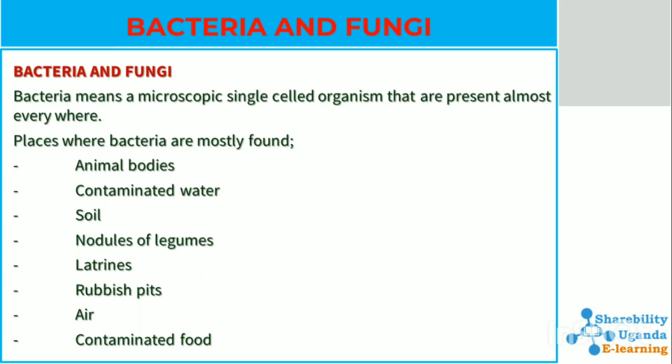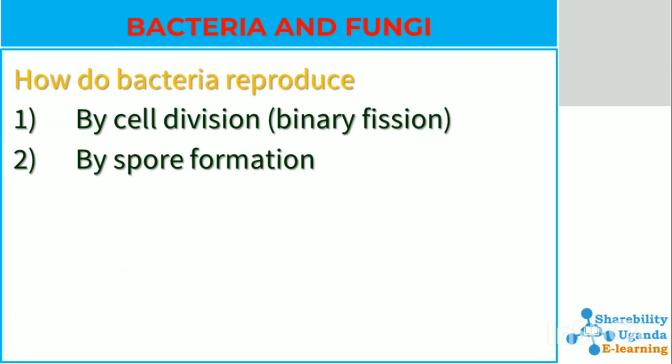Bacteria simply refers to microscopic single-celled organisms that are present almost everywhere. They are referred to as microscopic simply because they can only be seen by a microscope but not by our naked eyes. We cannot see them directly, that's why they are called microscopic. Bacteria can be found almost everywhere. They can be found on animals, contaminated water, soil, nodules of legumes, latrines, rubbish pits, etc. They reproduce by cell division and by spore formation.